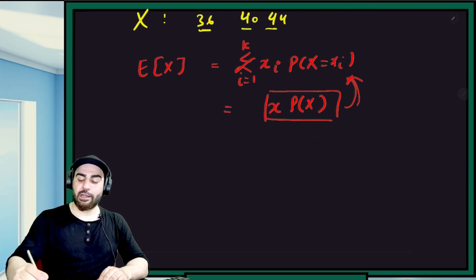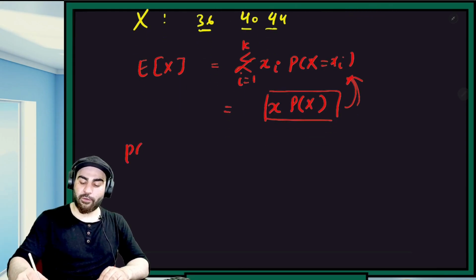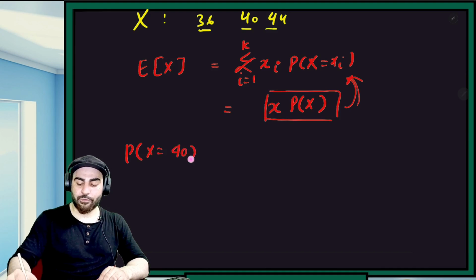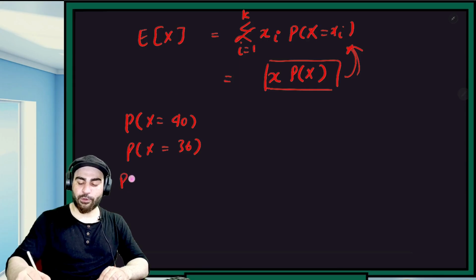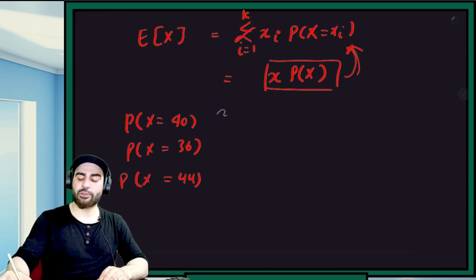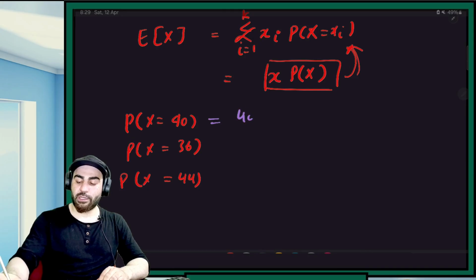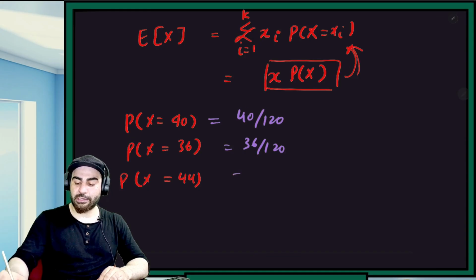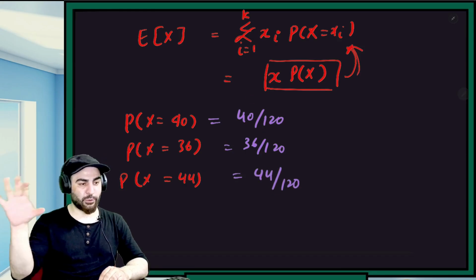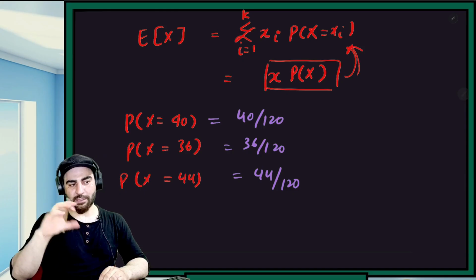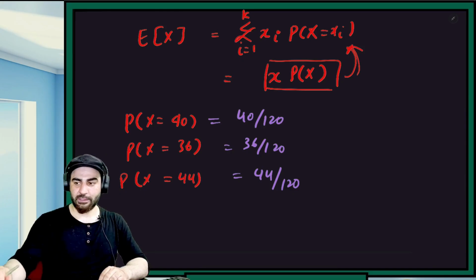Now here you have to compute the probability of x equal to 40, the probability of x equal to 36, and the probability of x equal to 44. How do we compute these probabilities? Because you know there are 120 students, you can say 40 divided by 120, 36 divided by 120, and 44 divided by 120. These are the probabilities. Out of the 120 students, 40 are in one bus, 36 in another bus, and 44 in the third.